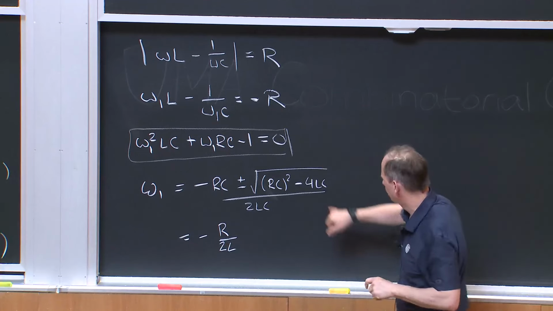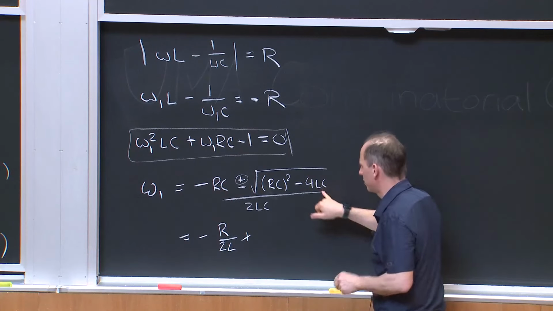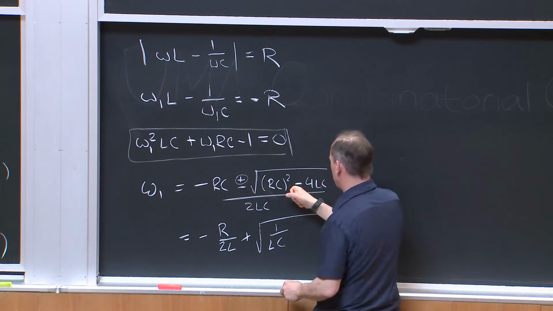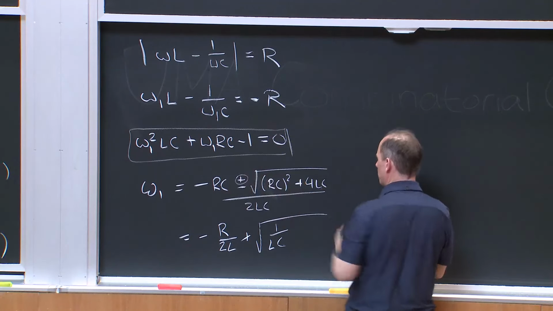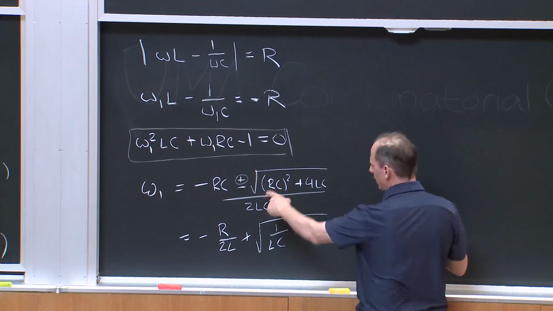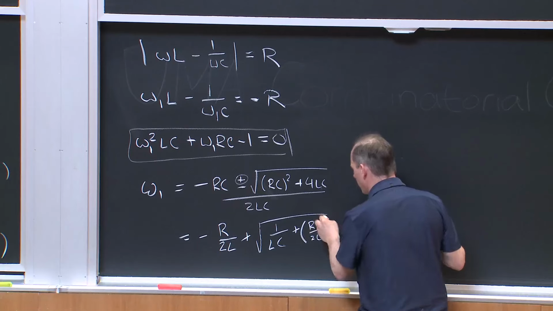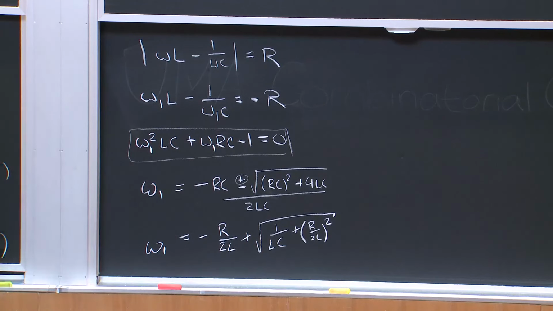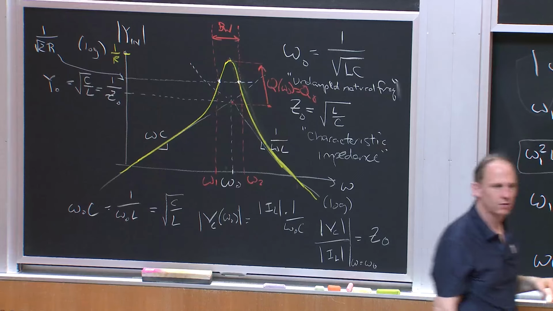This is going to have to be plus, to yield a positive frequency, the square root of 1 over LC. Oops, I'm sorry, this should be plus 1 over LC, plus R over 2L quantity squared. And this is the expression for omega 1, which is exactly the frequency where I'm sitting right here, a factor of 1 over square root of 2 down from the peak admittance. Any questions about that?